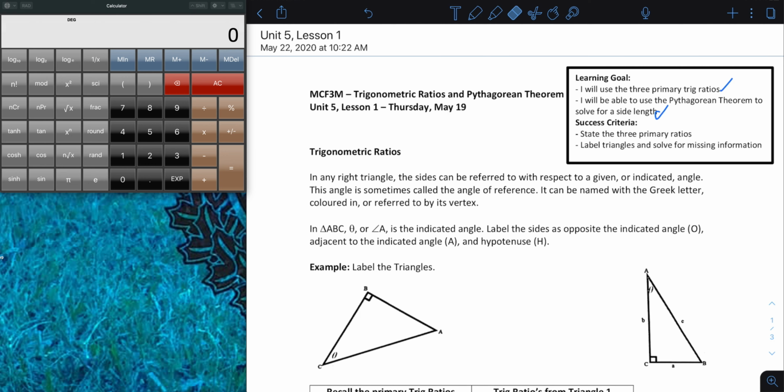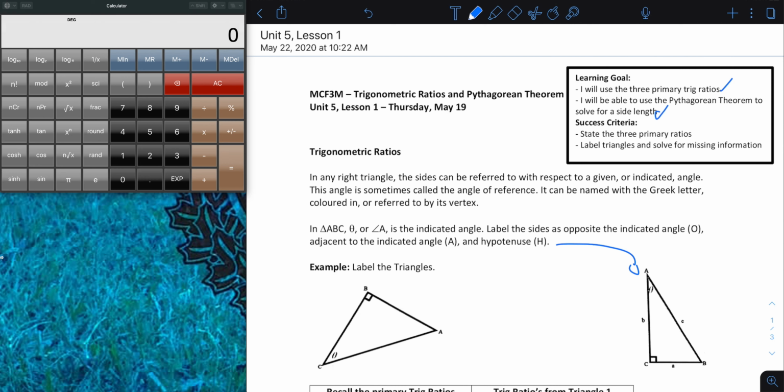In any right angle triangle, the sides can be referred to with respect to a given or indicated angle. The angle is sometimes called the angle of reference. It can be named with a Greek letter, theta, or referred to by its vertex, like angle A. So in triangle ABC, theta or angle A is the indicated angle. They were making reference to this particular triangle here, so angle A is the indicated angle if we were to talk about this triangle.